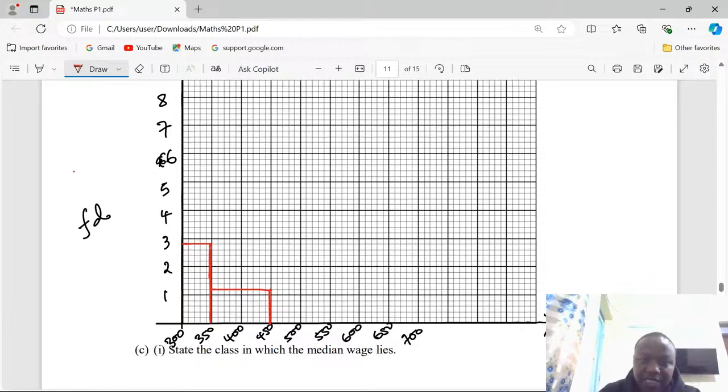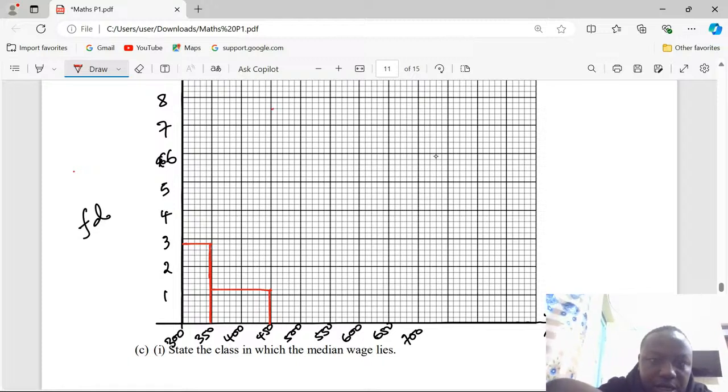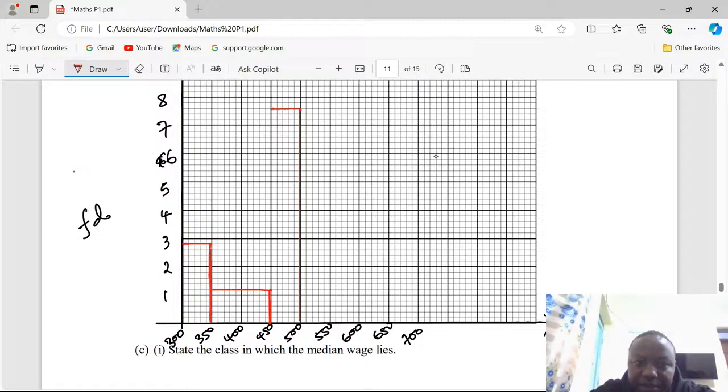The other one will be from 450 to 500. It is 7.6. To 500, the height is 7.6. So 7.6 is at this point. Now we draw our bar to represent that class. So that is how we're going to have it.